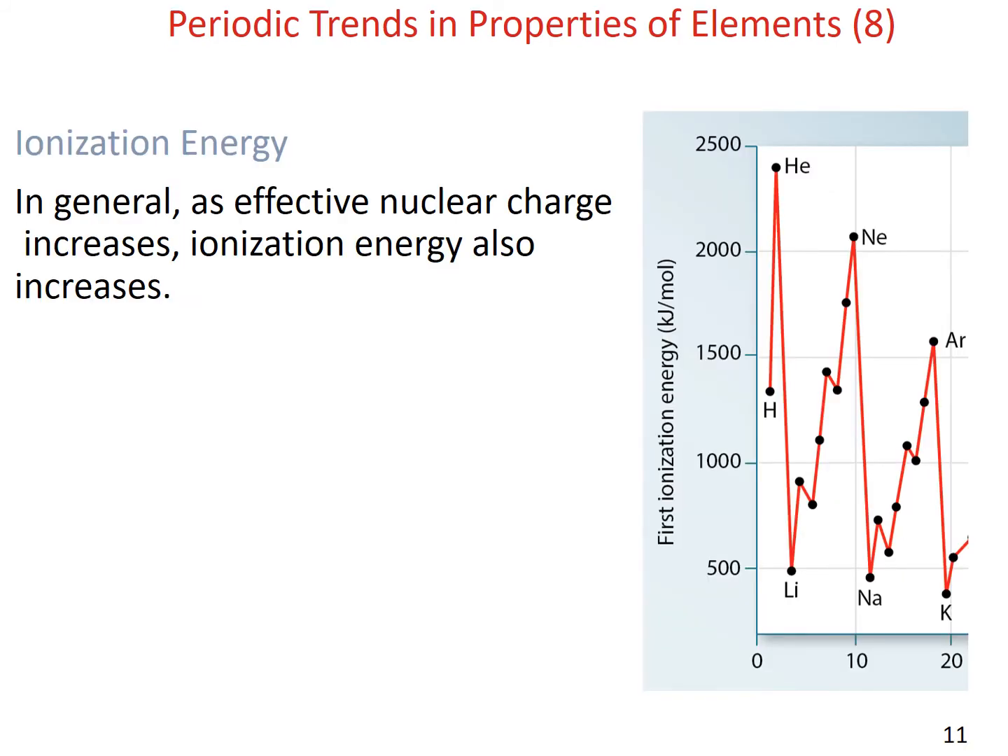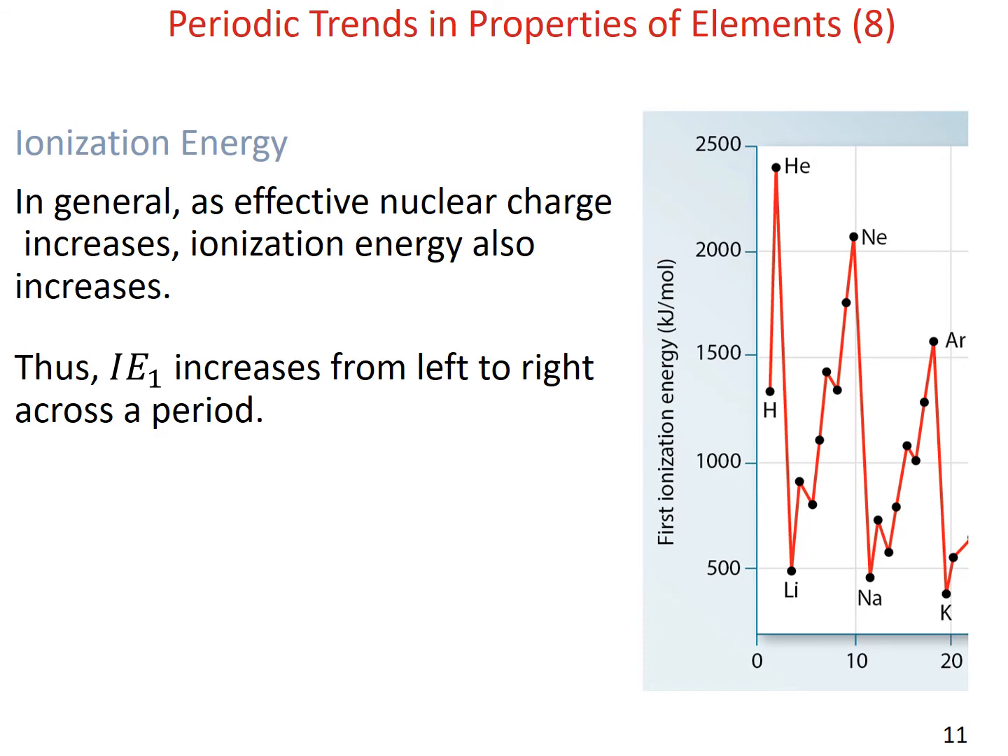So in general, that's what we talked about. The effective nuclear charge increases, ionization energy also increases. So this is because of the effective nuclear charge, once again. And this makes some sense. That electron is being held more tightly as you increase the effective nuclear charge. So it's going to be harder or more energetic for you to ionize that, for you to take that electron off of the atom. So we see that ionization energy 1 is increasing from left to right across a period.